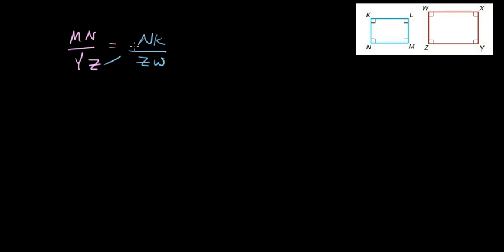Well, I'm going to use the exchange property, and I'm going to put MN over NK and YZ over ZW. You see what I did? I just took the NK from up here and I put it down here. And what that means is that now I've got the proportion between MN and NK is the same as the proportion between YZ and ZW. If that doesn't make sense, it will once we start doing some problems.